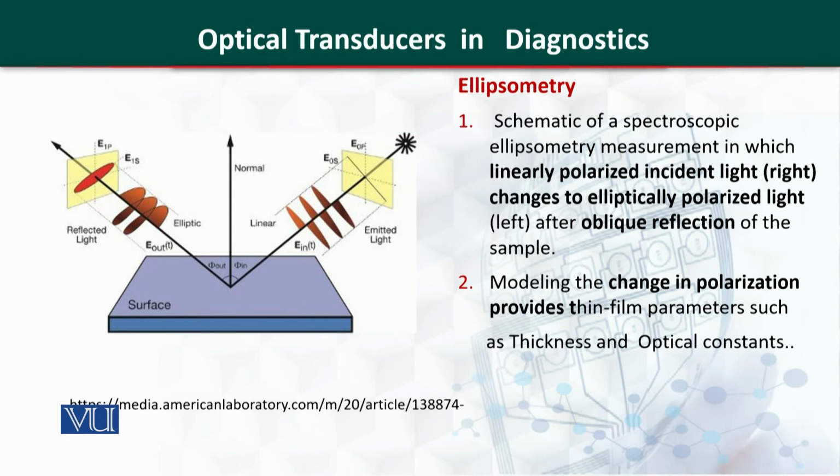In this slide, you can see a schematic diagram of the spectroscopic ellipsometric measurement in which the linear polarized incident light that is shown in the right changes to elliptically polarized light which is shown in the left after oblique reflection of the samples. Modeling the changes in the polarization can provide us the following information about the thin film. First is the thickness and second is the optical constant.